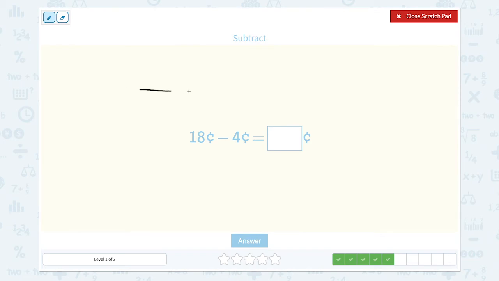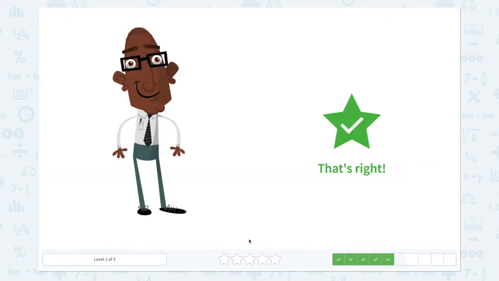Let me draw a number line. Start with 18 and go backwards. 1, 2, 3, 4. 18, 17, 16, 15, 14. So 18 cents minus 4 cents is equal to 14 cents.